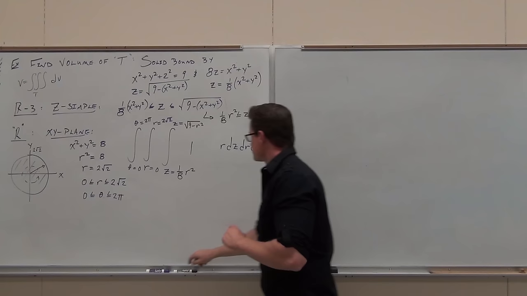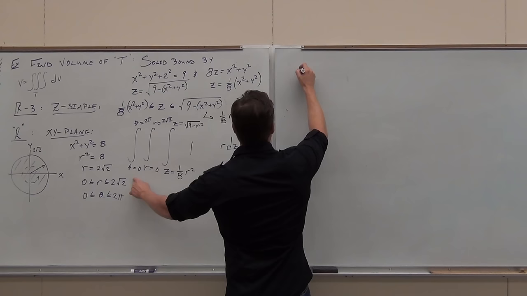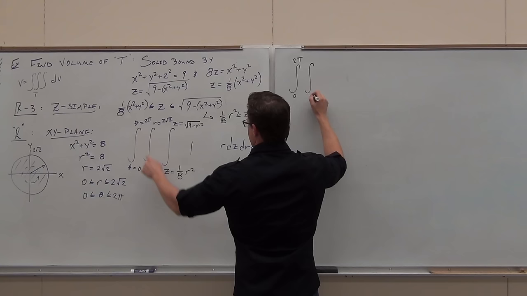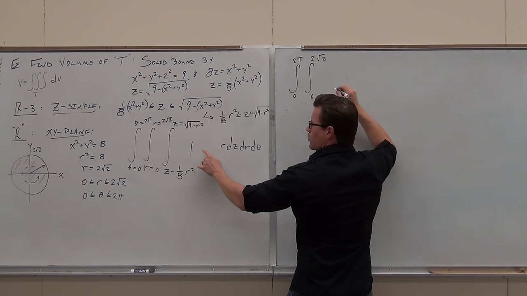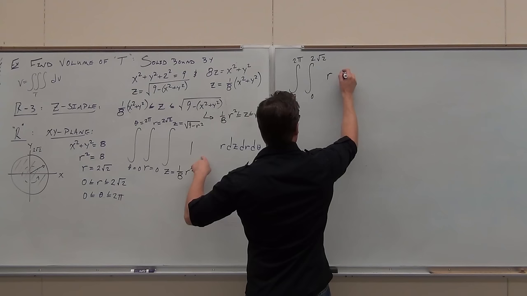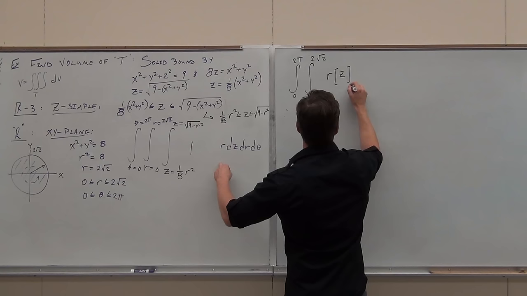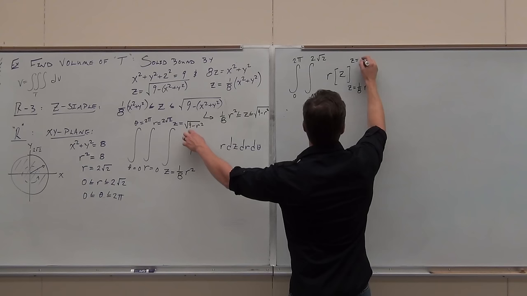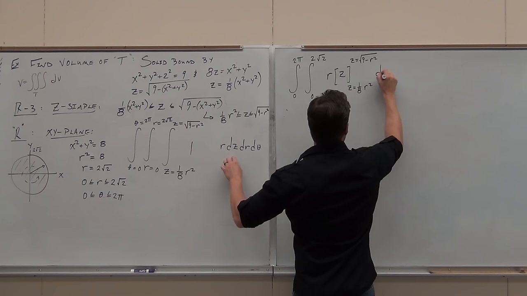We're just going to barely start it. But if you integrated this, this would go from 0 to 2 pi. We'd go from 0 to 2 root 2. And what would this become? R. What would we do? Plug in for the R or plug in for the Z? Z. What would we plug in for the Z? 9 minus R squared. Very good. And then we still have a dr.